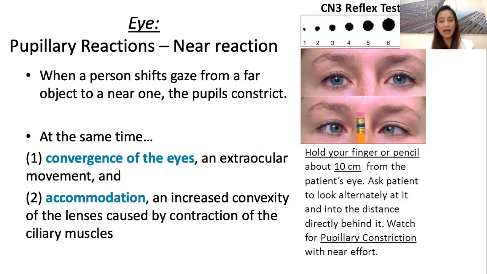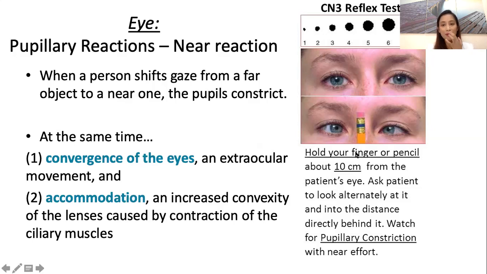But at the same time, if you do that, you will also observe convergence. Now, convergence of the eye is an extraocular movement when both eyeballs move towards the medial gaze. And accommodation. Accommodation is when there is an increased convexity of the lenses caused by the contraction of the ciliary muscle.